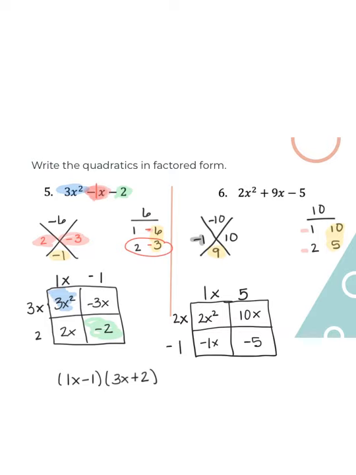Once I have those, I can just write out my factors. So now I have 1x, and it's going to say plus 5, and then 2x minus 1, because that one was a negative 1. And that's going to be your answer for number 6.